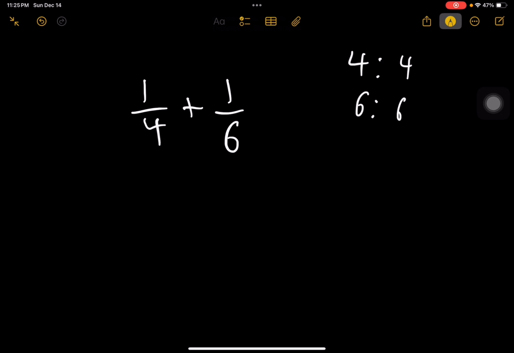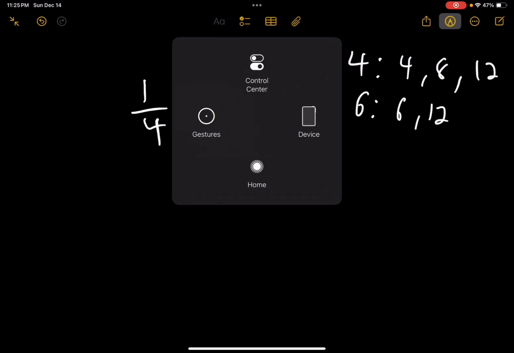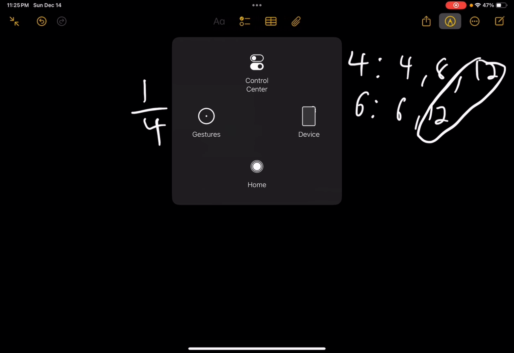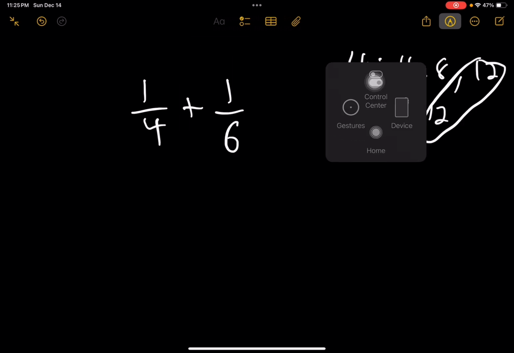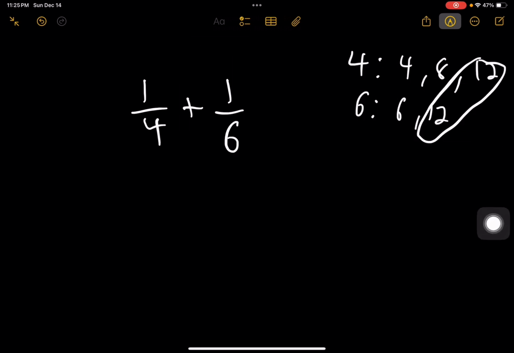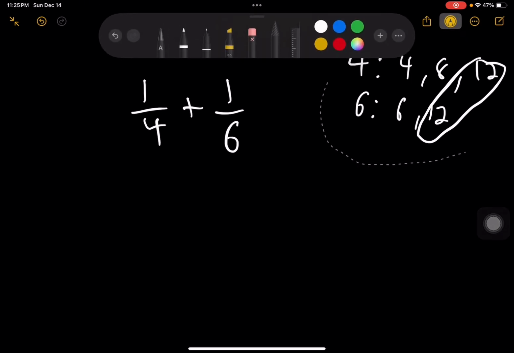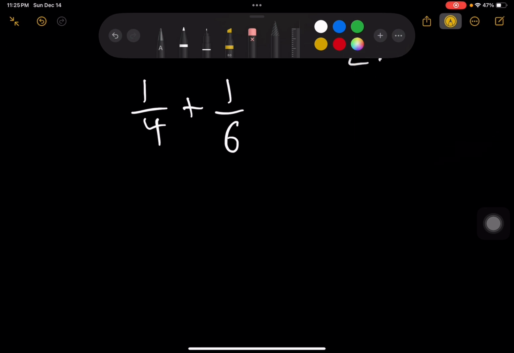So first, we know 4. First, we know 6. The next will be 8. The next will be 12. The next for 6 will be 12. And right then and there, we can recognize here we have these common terms here. And now that we know we have these common terms here, we can go ahead and write out our LCD, right? Just like that. Quite simple, isn't it? Now that we have our LCD, we write our denominator here. Our denominator is 12.